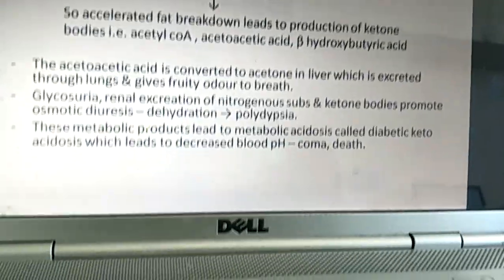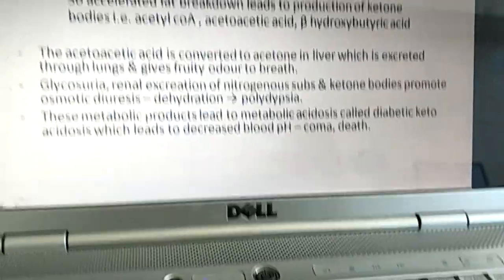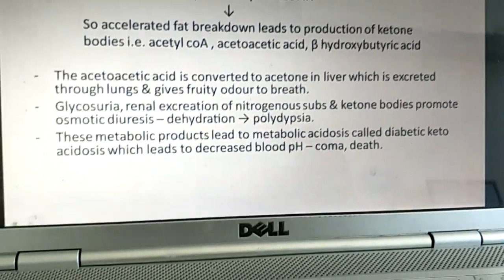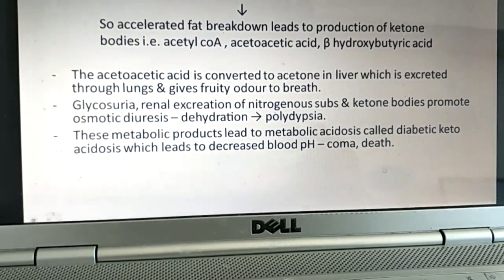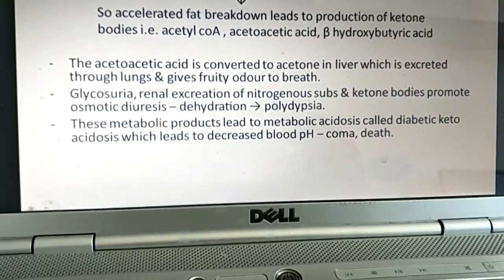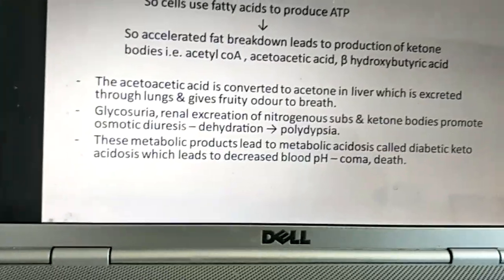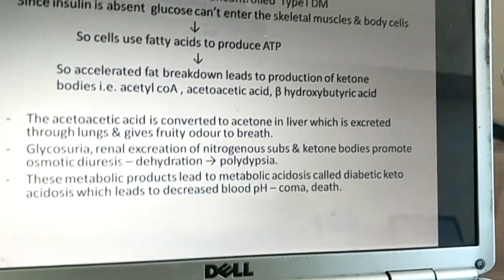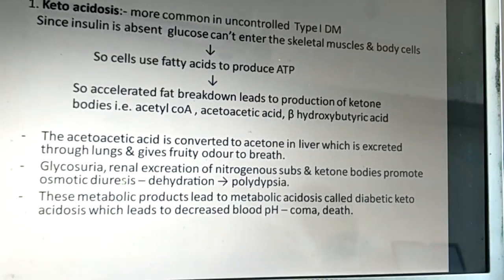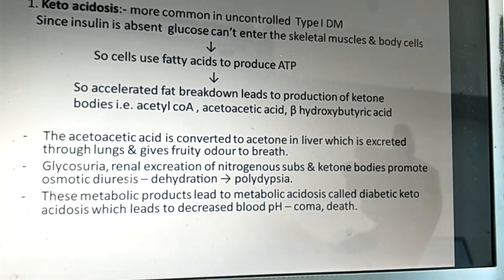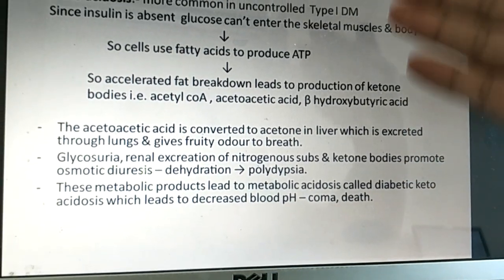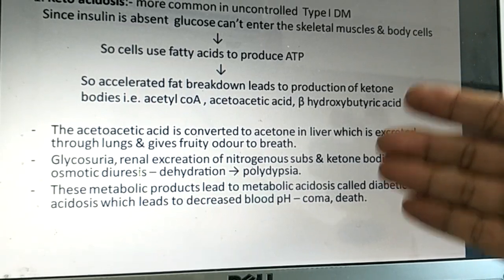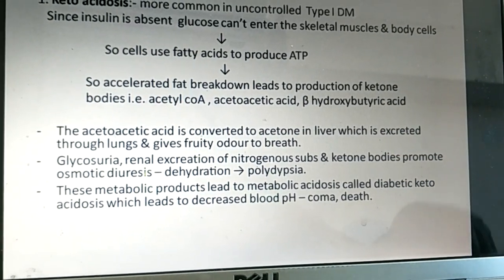Metabolic acidosis occurs due to acidic products, acetoacetic acid and beta hydroxybutyric acid. Blood pH is decreased, and coma and death can occur. Now you need to understand the pathogenesis, or the metabolic changes which are occurring.